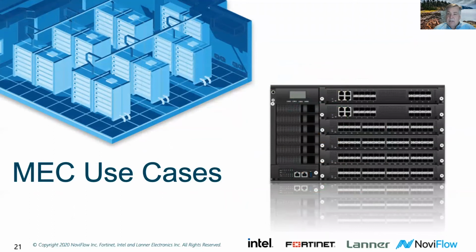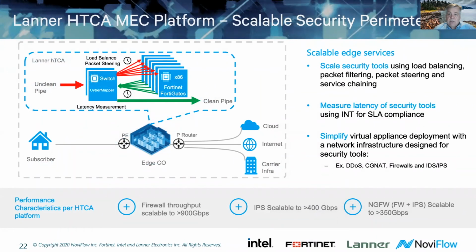We will now look at some of the MEC use cases for the HTCA platform. The first use case is to use the HTCA platform as a scalable security perimeter device. The HTCA platform may be deployed as a bump in the wire or as a routable member of an SRv6 network. What this means is that the security services are either hardwired into a particular location or globally addressable through the routed network. Traffic enters the HTCA platform through the Tofino switchblades and is load balanced across the VNFs.